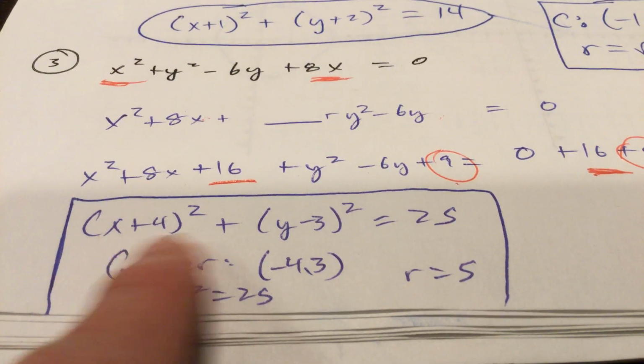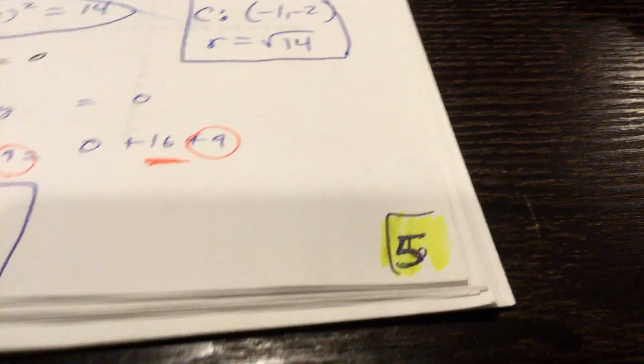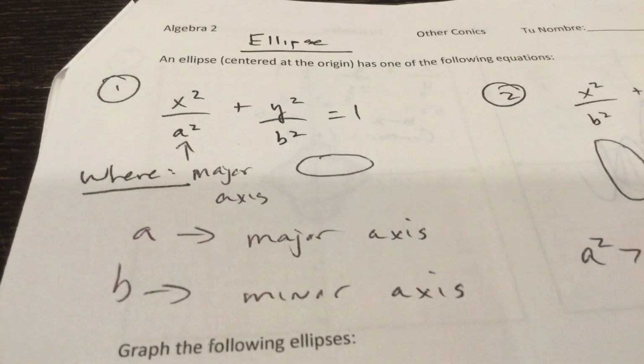The center is negative 4, positive 3. And that is Chapter 9 Game Plan, page 5. Then we talk about an ellipse. If you're going to take pre-calc next year, write this. It's kind of an oval.